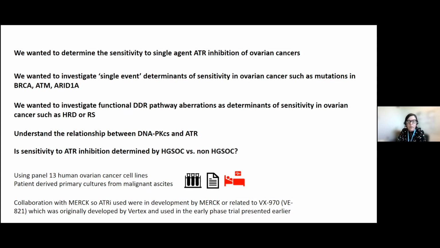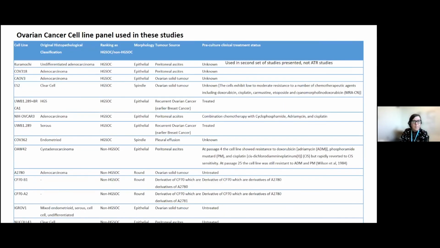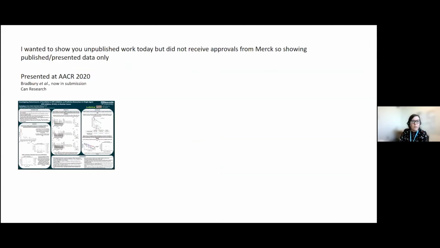So we used the Merck portfolio of ATR inhibitors, which includes VX970, which was the Vertex inhibitor that was taken over by Merck. So this is the cell line panel that she used, and I don't want to talk you through all of these, but it's just to show you there was a mixture of high-grade serous and non-high-grade serous cell lines, and these are the common ovarian cancer cell line panels that are used. I was going to show you some unpublished work today, but I haven't received approvals from Merck to do that. So I'm just going to show some limited published and presented data, including work that Alice presented at AACR last year.